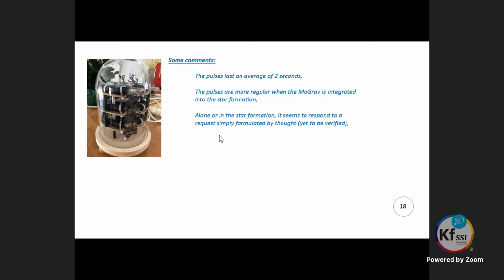So he's done this by himself, and his wife has done this as well, where they would connect to the Magrav with their thoughts, and they did this in particular at nighttime because it seems that the Magrav is sleeping.